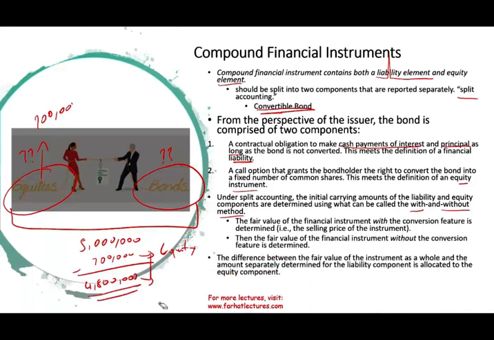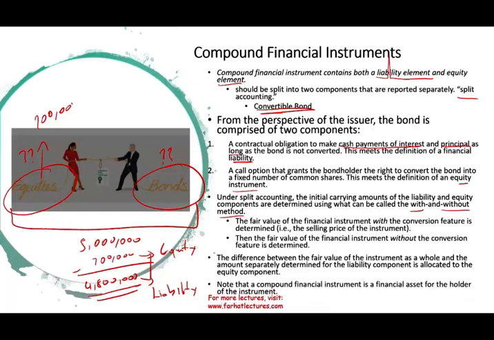So we take out the difference between the fair value of the instrument as a whole and the amount separately determined for the liability component, allocated to the equity component. Well, the 200,000 is allocated to the equity. We take it out. What's left for the bond, for the liability or the bond, whatever you want to call it, is 4.8 million. This is what we do. Now, under US GAAP, we have the incremental method. We can use something called the incremental method or the proportional method, similar, but not the same.